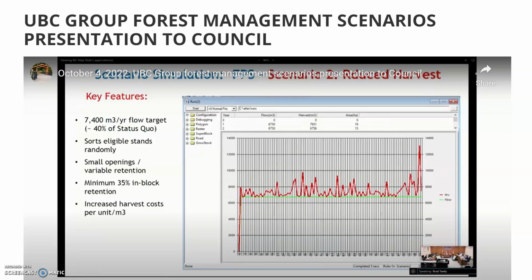Okay, so now we're going to look at the second scenario, which is the reduced harvest scenario. And again, we'll look at some of the same things we looked at in the other one. So key features here: this one has a reduced harvest rate relative to the status quo, so it's about 40% of the harvest flow from that one.